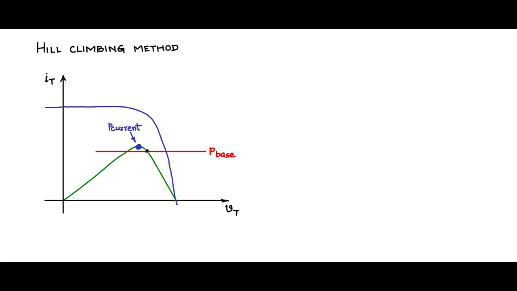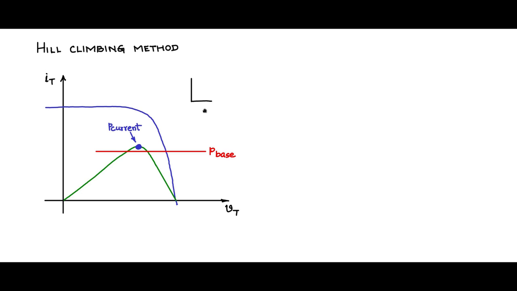hovering around the peak power point, and thereby achieving maximum power point tracking. So P base will try to catch up with P current and try to narrow down the swing of P current and try to maintain it as close to the maximum power point as possible. So this is the logic that we will use in trying to build a block schematic for the hill climbing method.